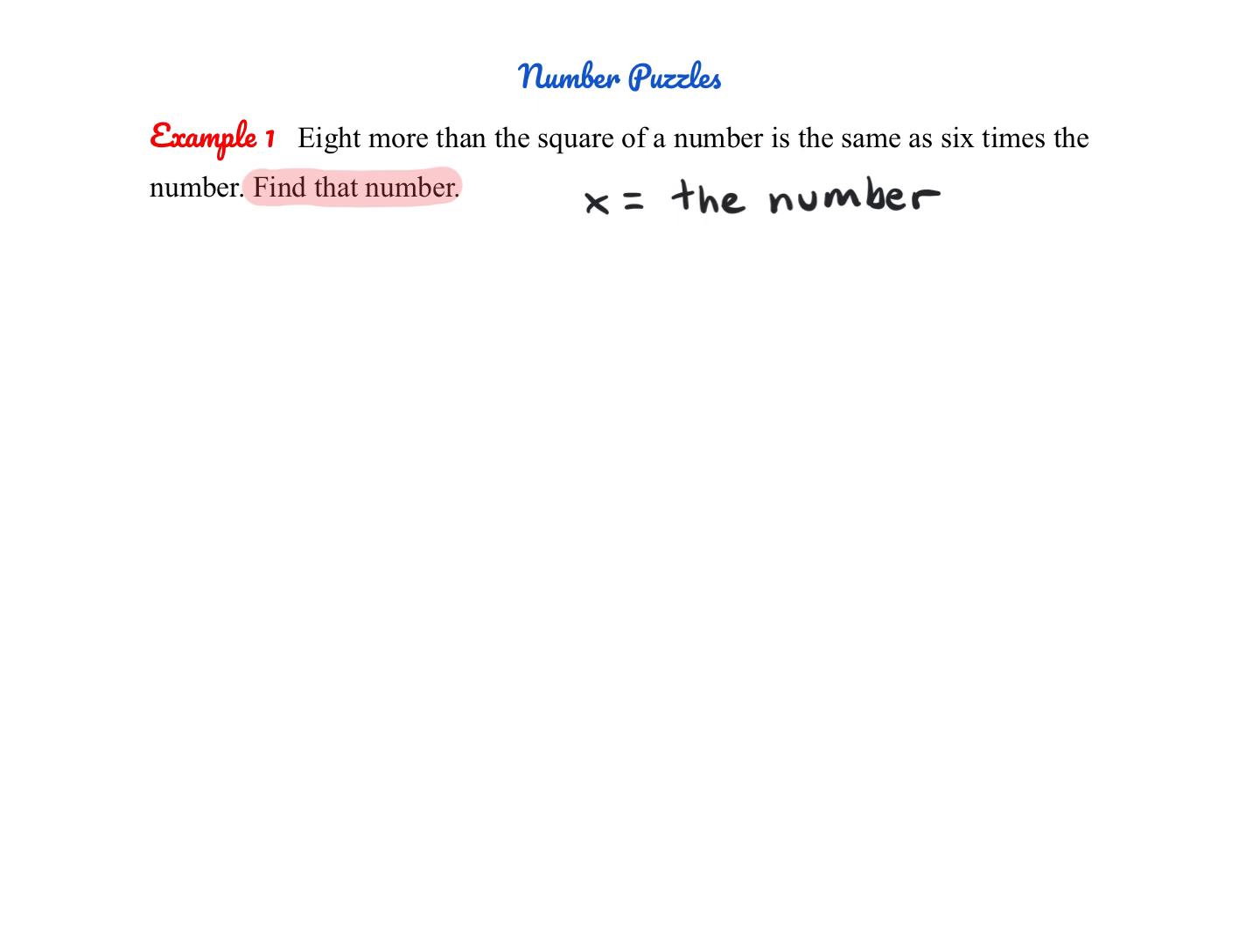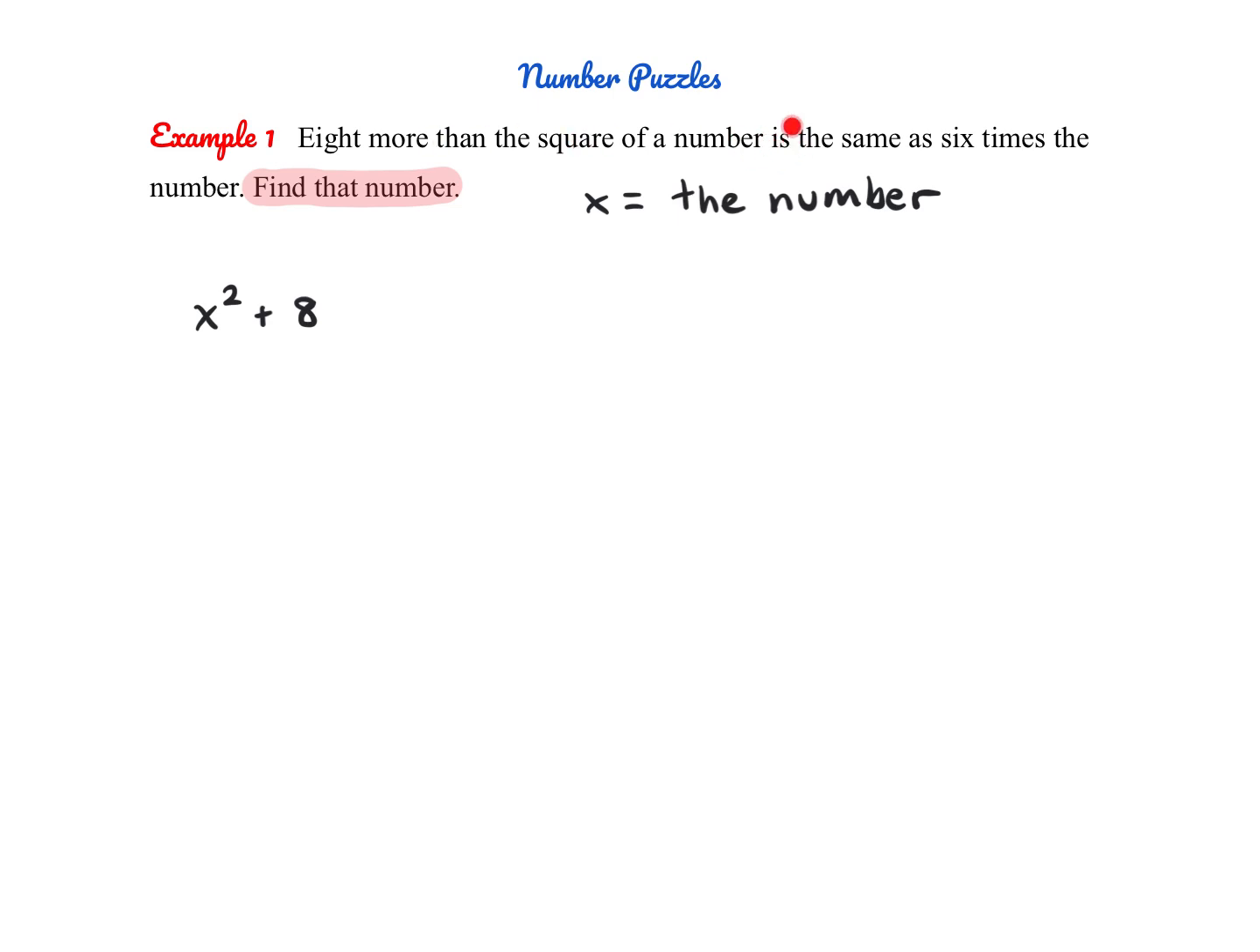So now that we've defined our variable, we can start translating from English into math. So let's look at this first phrase together. 8 more than the square of a number. So let's start with the square of a number. Well, the number we've decided to call x, so the square of a number is x squared, and then it says 8 more than that. So x squared plus 8, or we could have said 8 plus x squared.